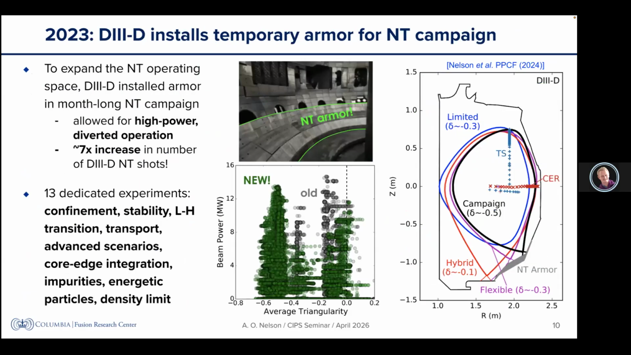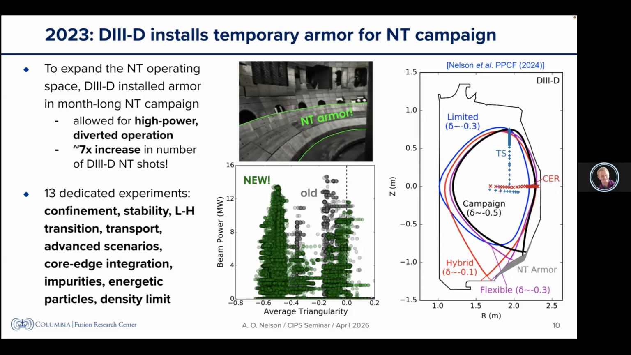So in 2023 on DIII-D, we revamped the whole vessel. We installed a whole new set of armor. Basically, you can see these are ports that used to house diagnostics. We just covered them up with high heat flux tiles, which is kind of shown here in the cross-section view. And this allowed us to make a bunch of new shapes with high power that were previously inaccessible because they would have been shooting power onto your diagnostics.